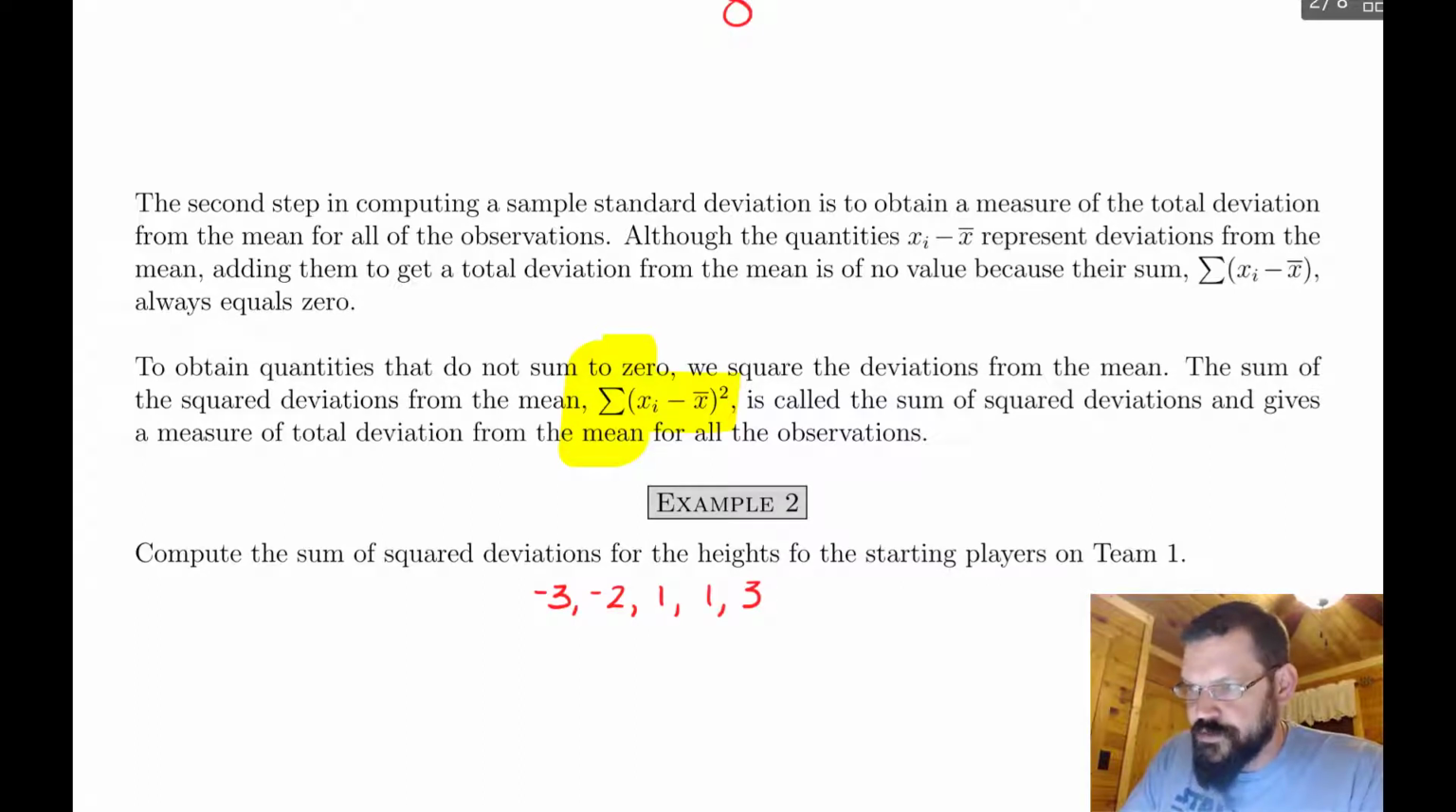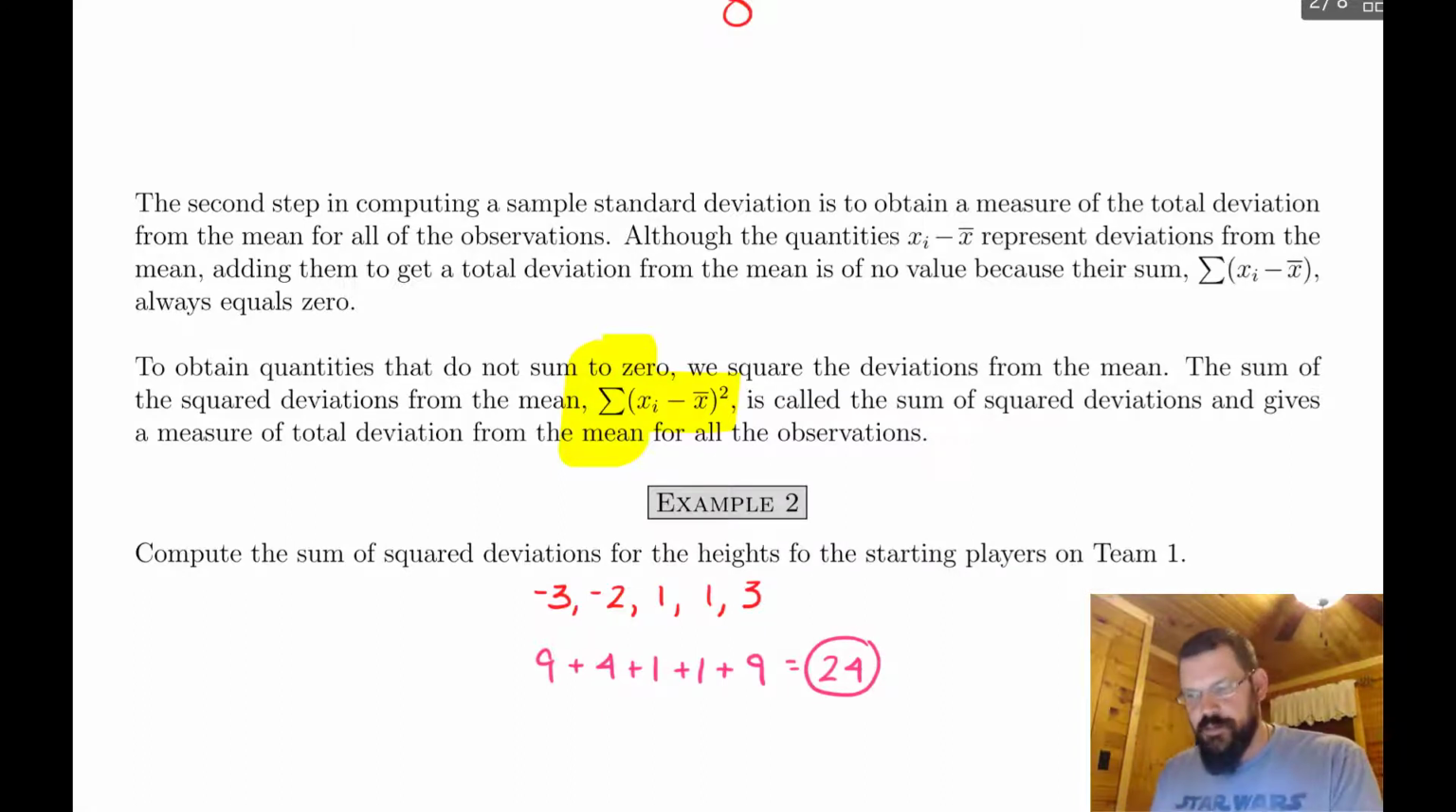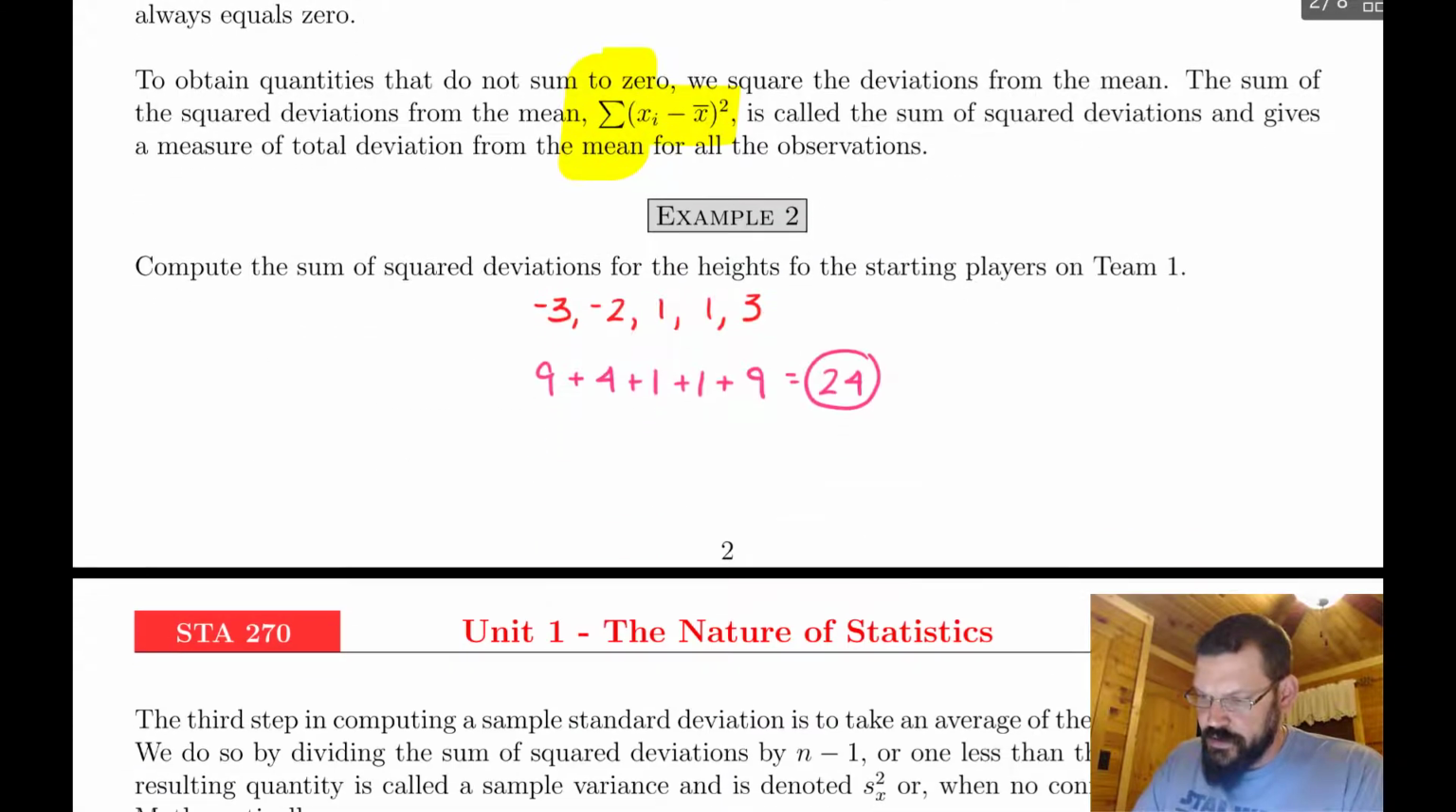So with a small set, it's really easy to do by hand. We're going to go ahead and take all these 5 values of the deviation from the mean, and we're going to square each one of them. So we have 9 plus 4 plus 1 plus 1 plus 9, which is going to be equal to 24. Okay, we just squared our deviations from the mean and added them together, and we get 24. So that is the sum of the squared deviations for team 1.